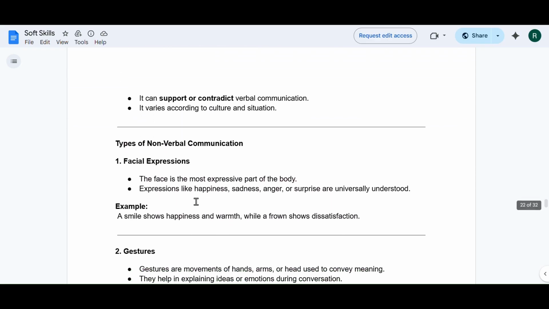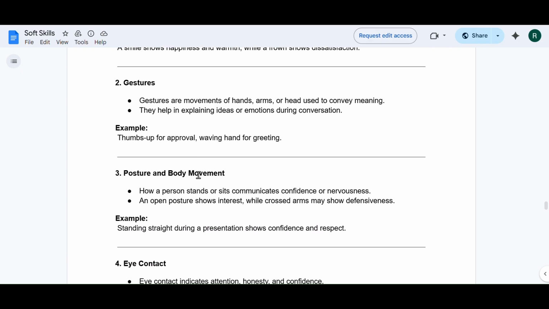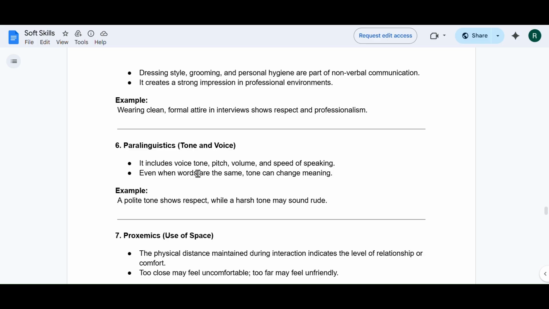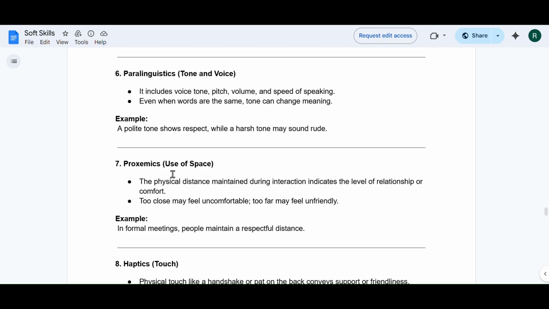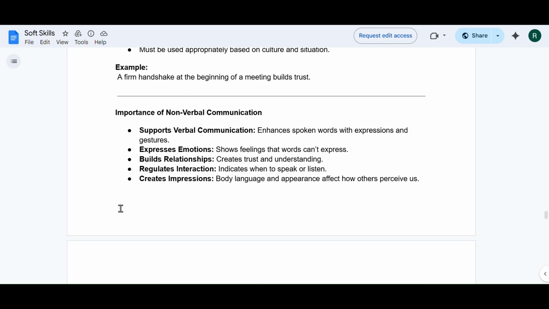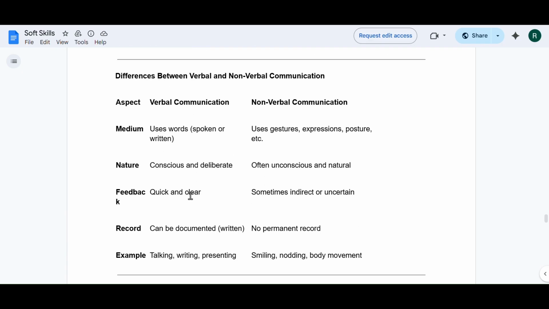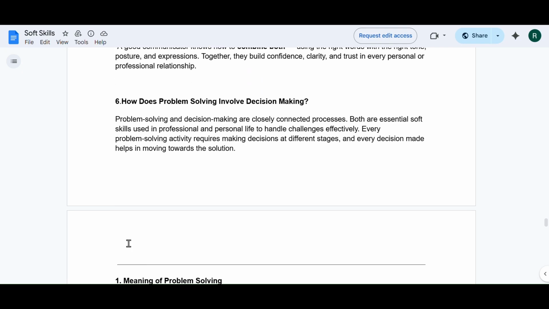Hope you got these two. Types of nonverbal communication: facial expressions, gestures, posture and body movement, eye contact, appearance, tone of voice, use of space, and touch. All this comes under nonverbal communication. So here there are quick differences, and yeah, let us come to the next question.